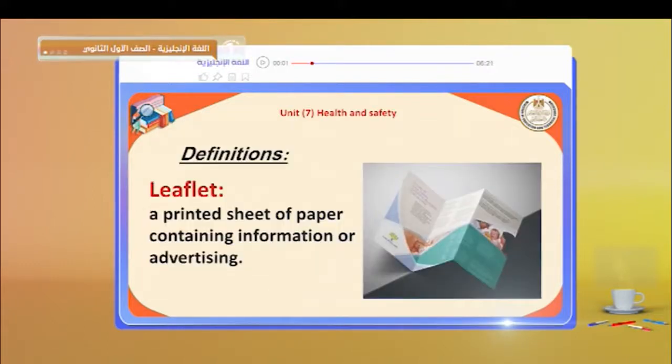Here we have some definitions which are mentioned in the reading text which we are going to read now. The word leaflet. As you see here in the photo, what's a leaflet? A leaflet is a printed sheet of paper. It's a sheet of paper, as you see, containing some information for advertising or for giving information about something. So here we have a leaflet giving some advice about cleanliness.